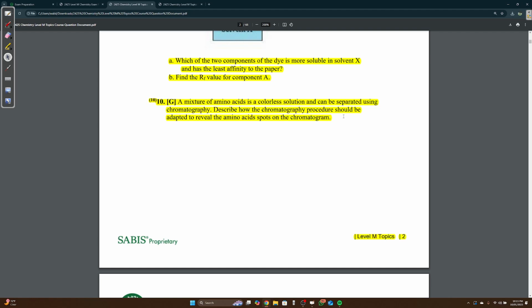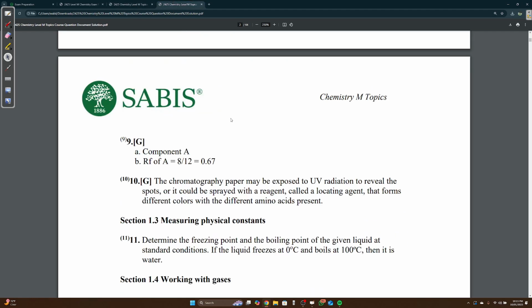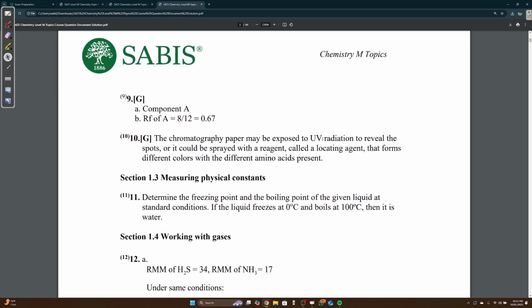A mixture of amino acids is a colorless solution and can be separated during chromatography. Describe how the chromatography procedure should be adapted to reveal the amino acid spot on the chromatogram. Obviously, you need to use radiation, right? UV radiation.